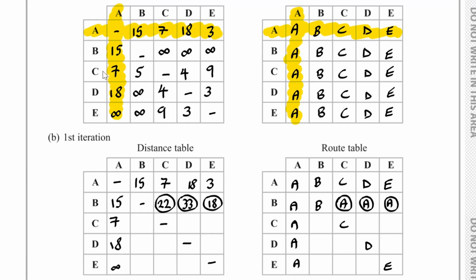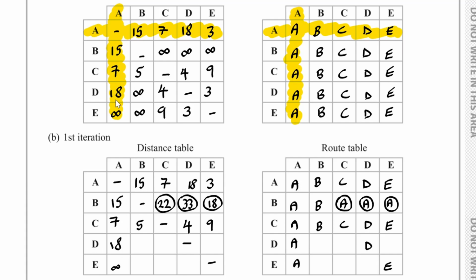For CB, we compare the 5 with 7 plus 15. 7 plus 15, that's 22, which is bigger than the 5, so we don't make any replacements. So we have the 5 here, and we still have the B over here. Let's now look at CD. We have the 4. We compare that with 7 plus 18. 7 plus 18 is bigger than the 4. So we have the 4 over here, which remains unchanged. The letter will also remain unchanged. We have D over here. For CE, we compare the 9 with 7 plus 3. 9 is smaller than 10, so we write down the 9 over here. We've not changed anything, so this will remain as an E.